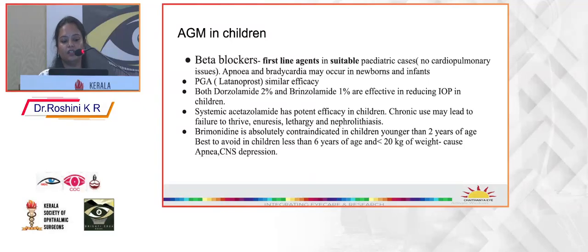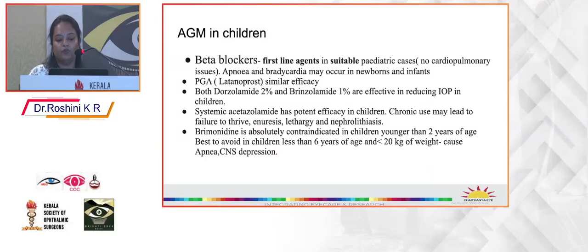And anti-glaucoma medications in children: beta blockers are first-line agents in suitable pediatric cases with no cardiopulmonary issues. Apnea and bradycardia may occur in newborns and infants, so be careful. PGA has a similar efficacy. Both dorzolamide and brinzolamide are effective in reducing IOP in children. Systemic acetazolamide has a potent efficacy in children, especially before surgery.